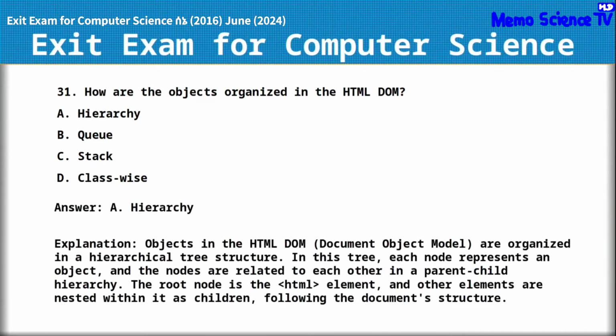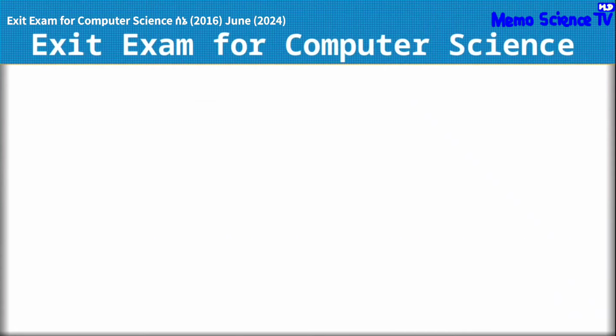Objects in the HTML DOM or document object model are organized in a hierarchical tree structure. In this tree, each node represents an object and the nodes are related to each other in a parent-child hierarchy. The root node is the HTML element and other elements are nested within it as children, following the document structure.